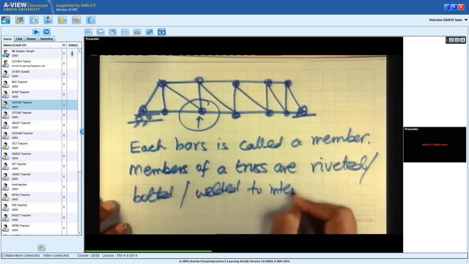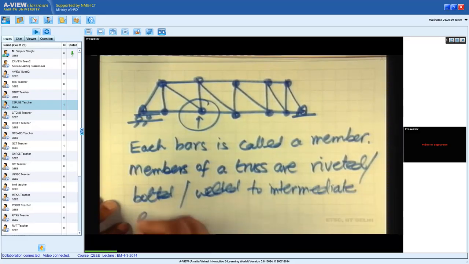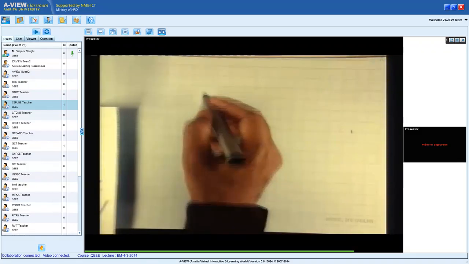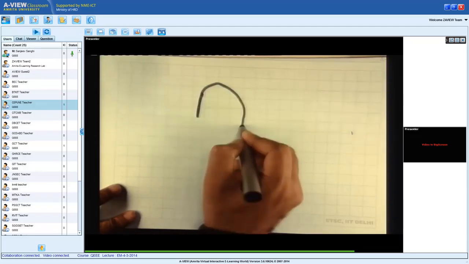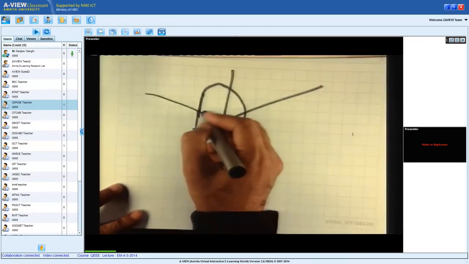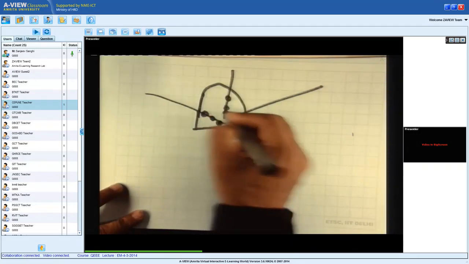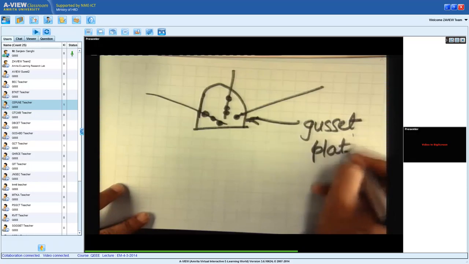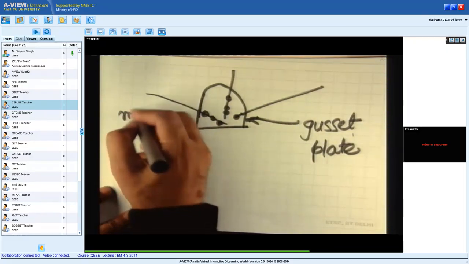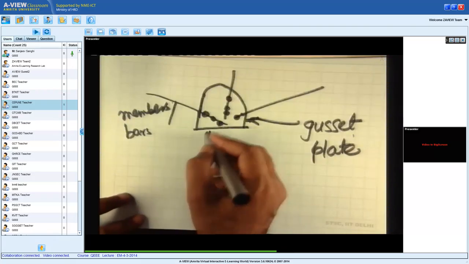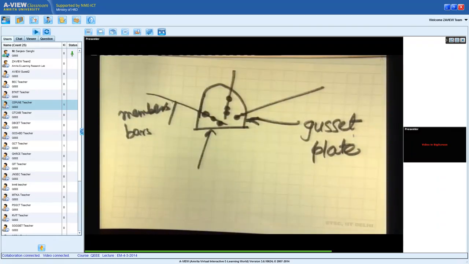to intermediate elements. If I look at a blown up picture of this joint, what I will find is that this will be something like a plate, and the different members which are there are riveted to this intermediate member. These are what we call the members or bars of a truss. They are connected to this plate which we call a gusset plate.